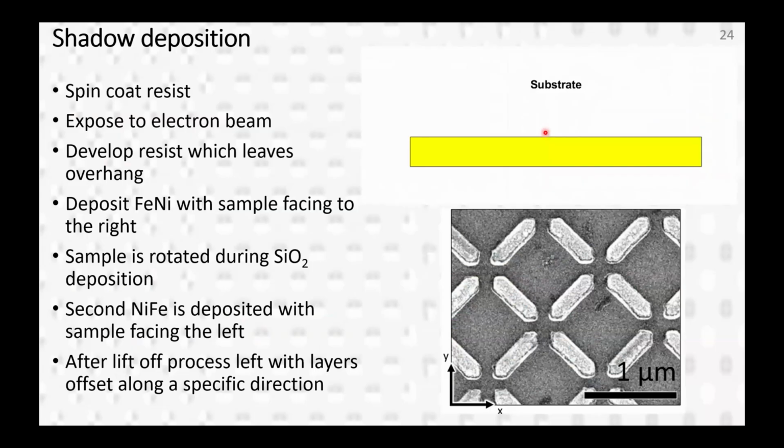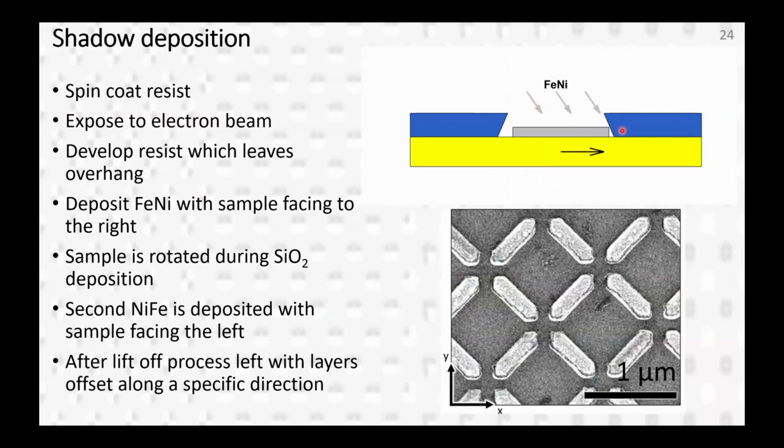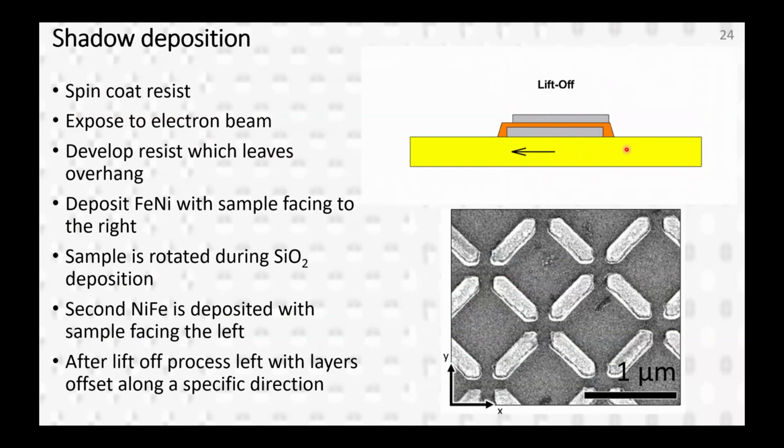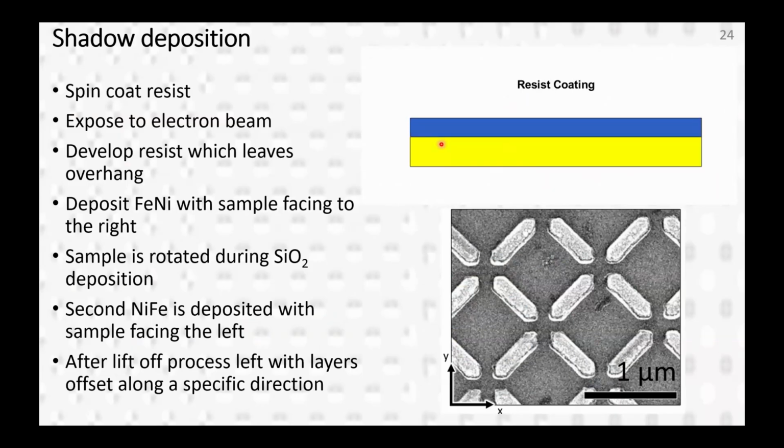So when we make these samples, we do this shadow deposition technique where we spin coat the resist and expose, which leaves us with this slight overhang. We then deposit our magnetic material at an angle. For the spacer layer, we rotate the sample, and for the second layer, we deposit in the opposite direction. This leaves us with a slight offset between the top and the bottom layer. So this is not really differential fabrication, but it's some other kind of fabrication trick that we play.